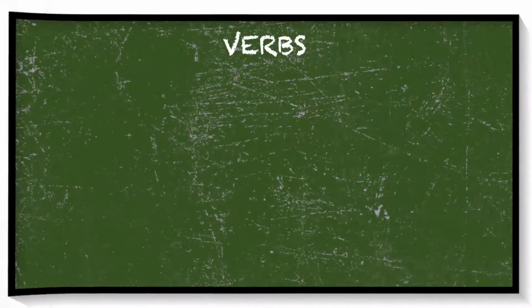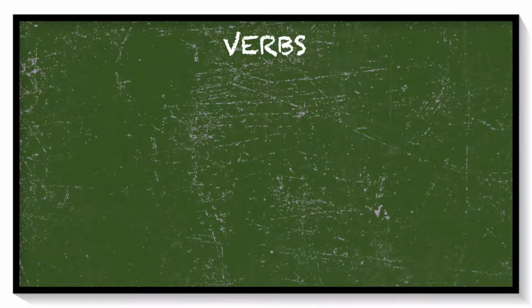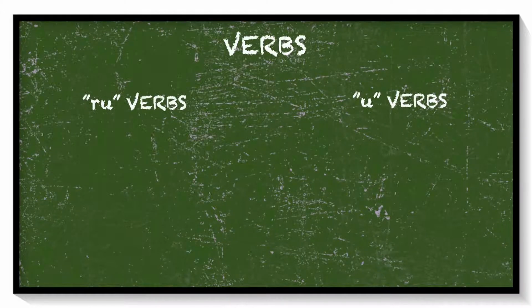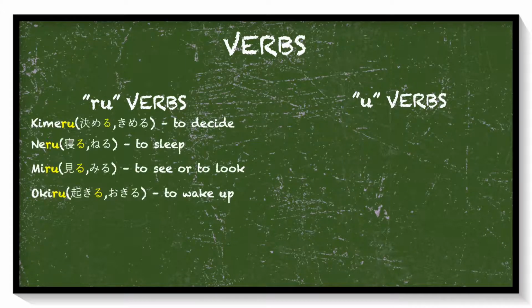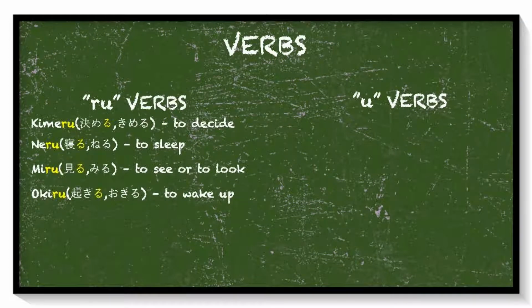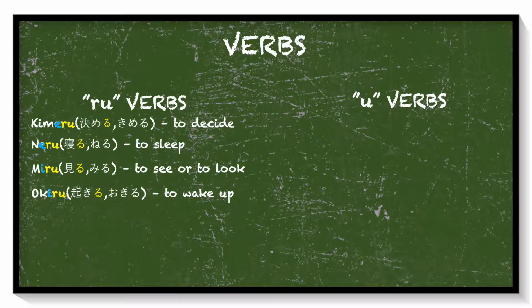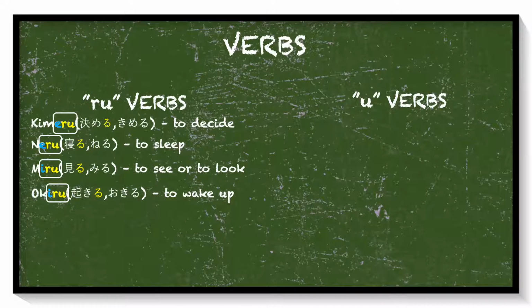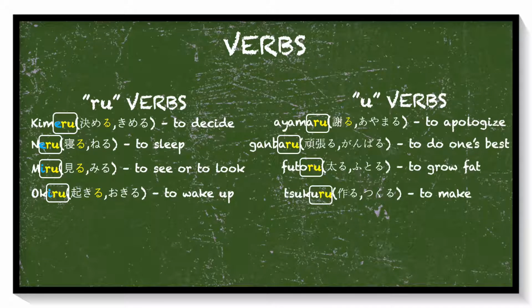How to tell if it's a u verb or ru verb when it is ending in syllable ru. Just check the letter before the final ru. If it's a vowel i or e, then it is a ru verb. That is why they are also called iru verbs or eru verbs. And the rest of the verbs are u verbs.